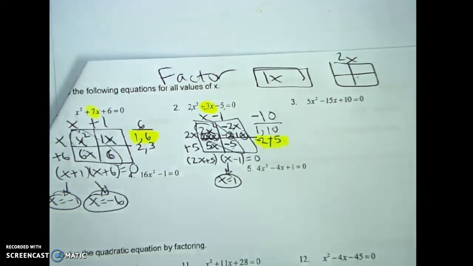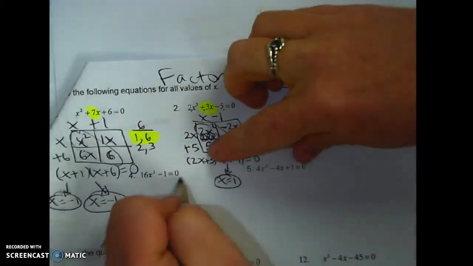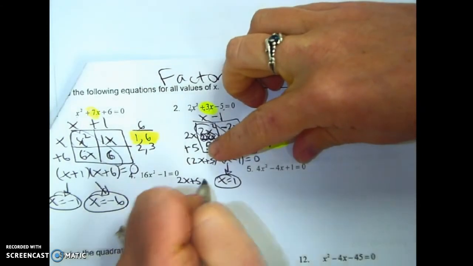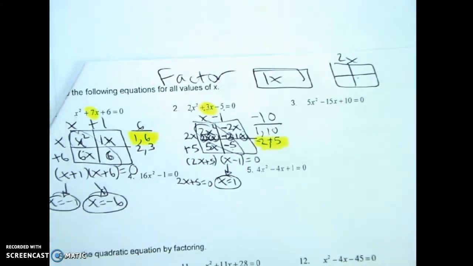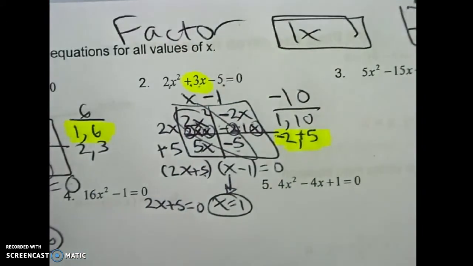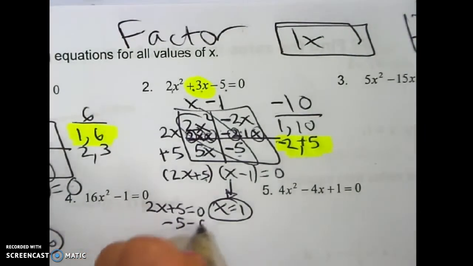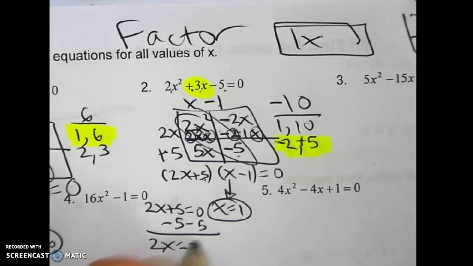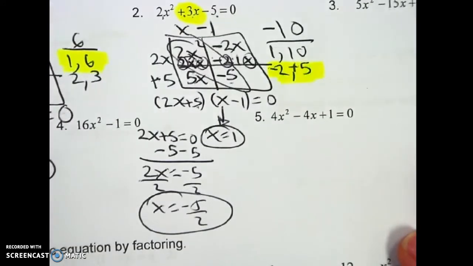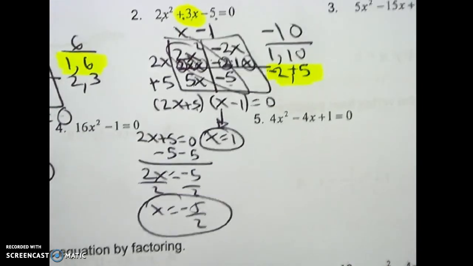I feel like that one's easier for me to do in my head, but this one I might have to show work. So 2x plus 5 equals 0. Let me zoom that in a little bit. Subtract 5, 2x equals -5, divide by 2, x equals -5 over 2. Okay, let's go to the next one.